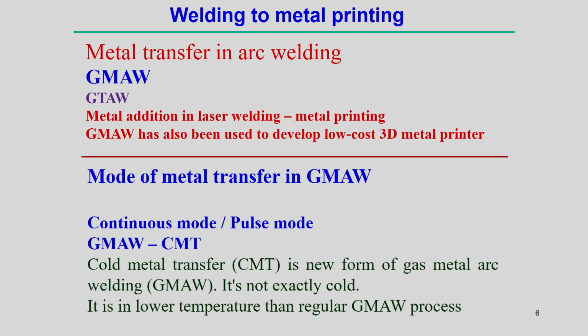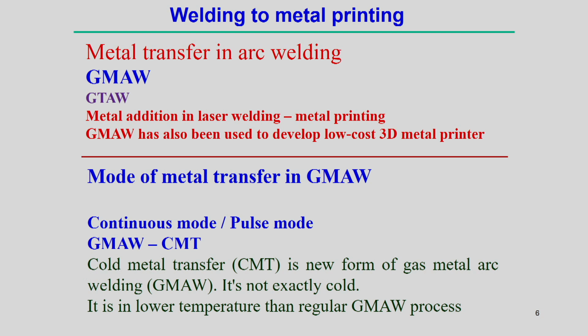But of course, GTAW or other autogenous fusion welding processes can also be used, but in these cases we need to develop some kind of material feeding system such that it is possible to develop a metal printing process. Now, metal addition in a laser welding process is also possible to develop the metal printer, but out of that, the GMAW, gas metal arc welding process, can also be used for the development of a 3-dimensional low cost metallic printer.